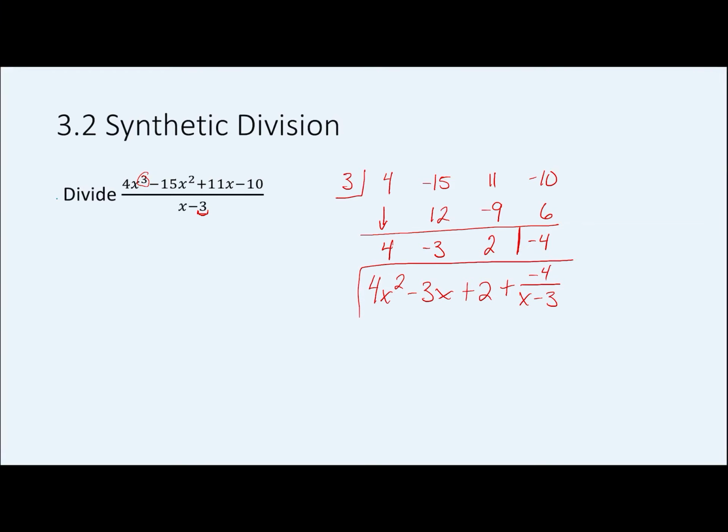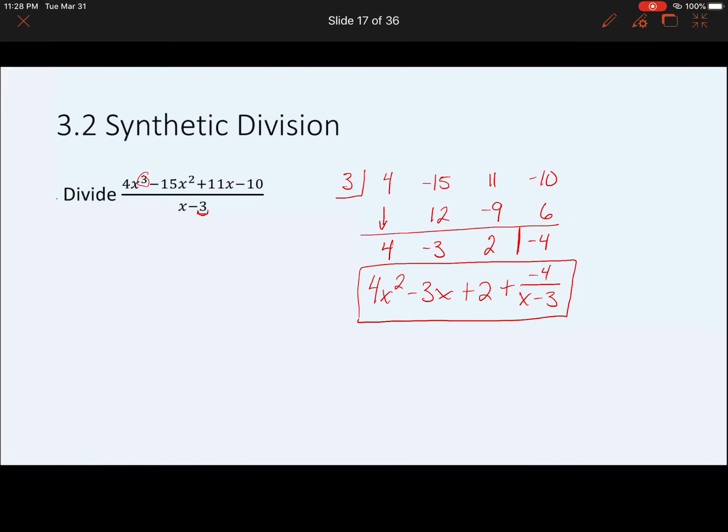The way we would write our answer, again, look at your highest exponent in the original polynomial. It's a 3, so go down 1 to the 2. This is going to be 4x squared minus 3x plus 2 plus that remainder, which is negative 4 over x minus 3. And again, there is our final answer. Again, a pretty easy way to divide, hopefully without a whole lot of issues.